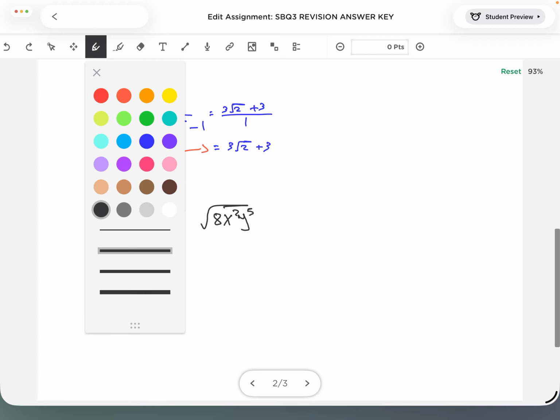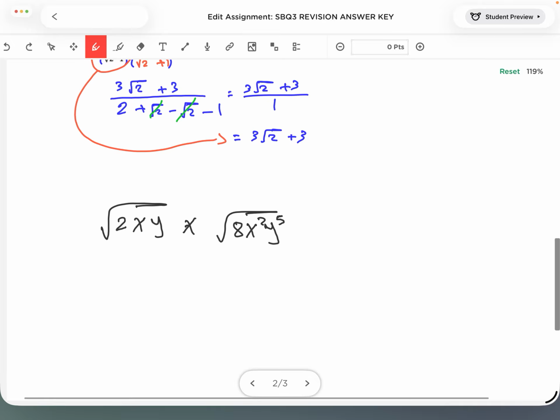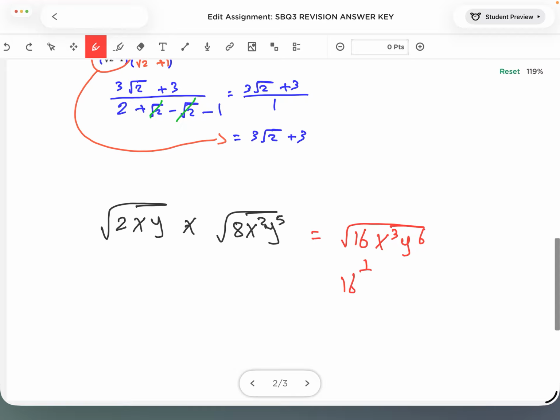We agreed I will multiply the numbers by each other. So I have the square root of 16 x to the power 3 y to the power 6. It will be 16 to the power 1 over 2, x to the power 3 over 2, and y to the power 6 over 2.